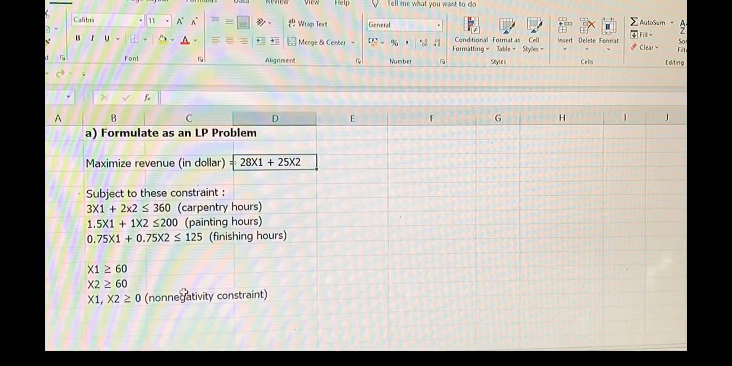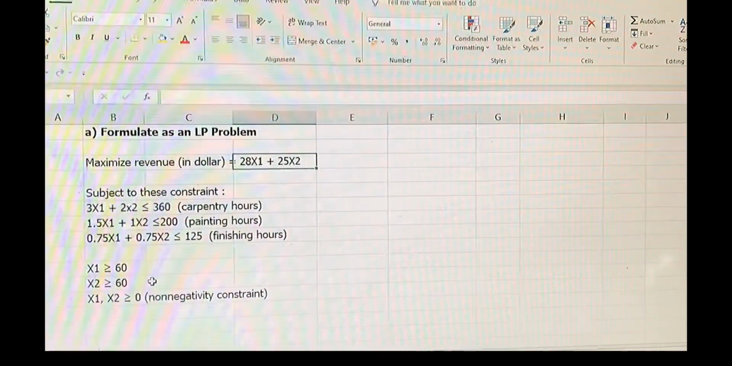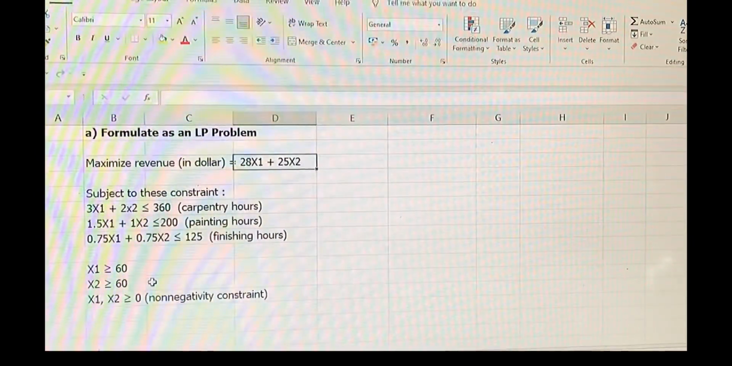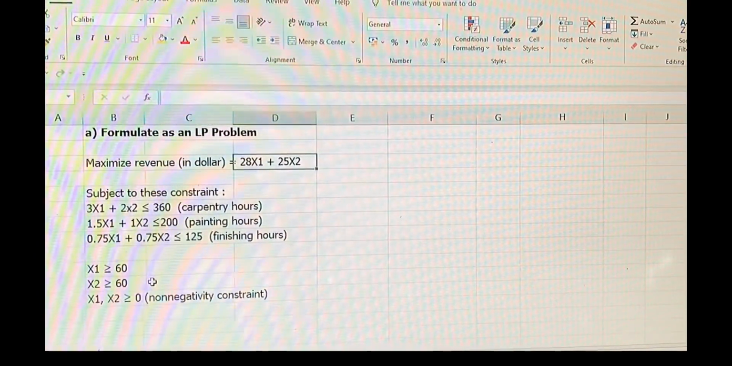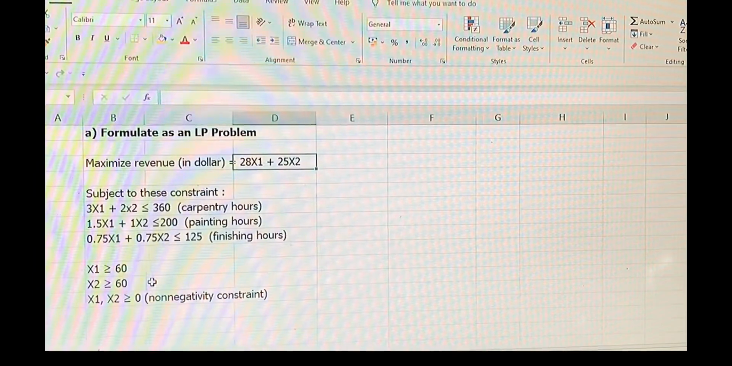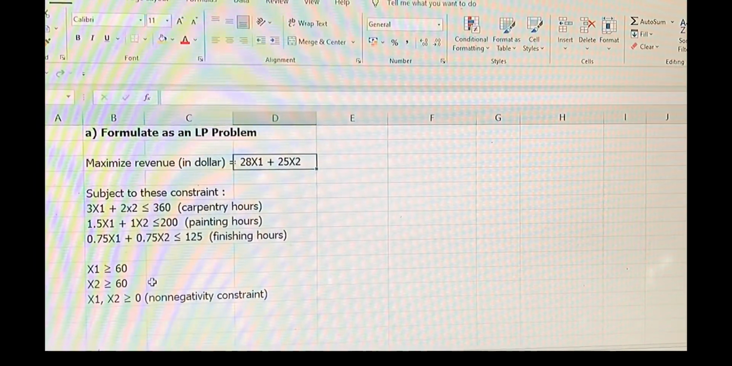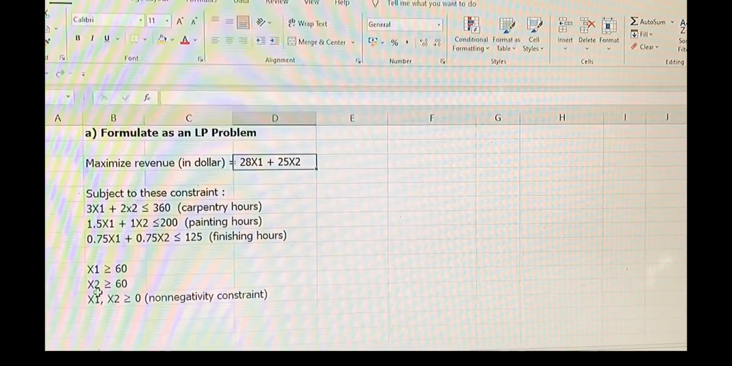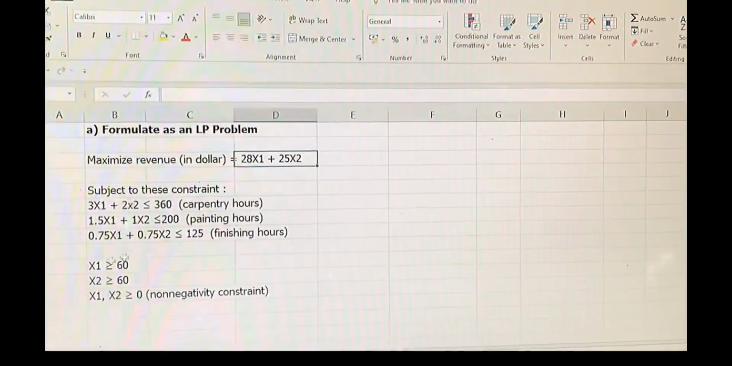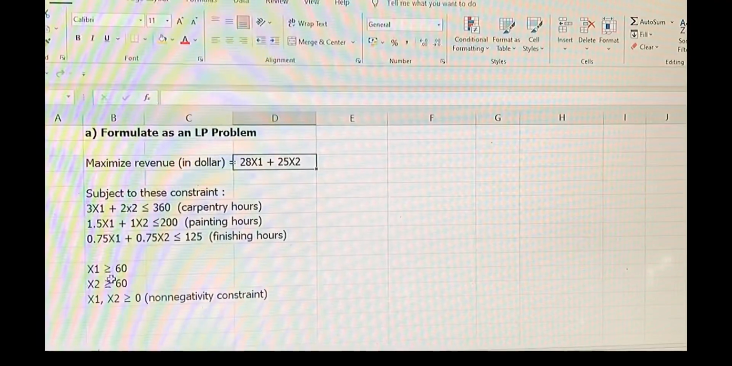The firm has a contract with an Indian distributor to produce a minimum of 300 of each cabinet per week, or 60 cabinets per day. X1 and X2 should have a non-negativity constraint, so I conclude that X1 and X2 are greater than or equal to 0. It is equal to 60 cabinets per day.